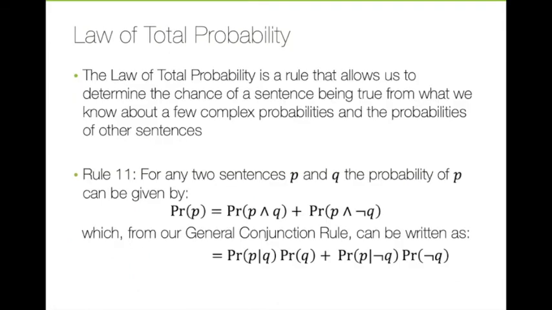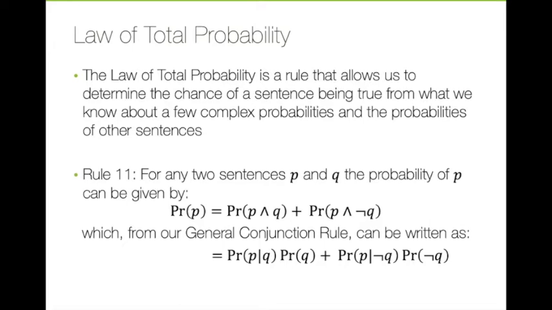The law of total probability is a rule that allows us to determine the chance of some sentence being true when we don't know it immediately. And we determine it from what we know about some other complex probabilities and the probabilities of other sentences. So let's specify exactly what that means. The rule is as follows.